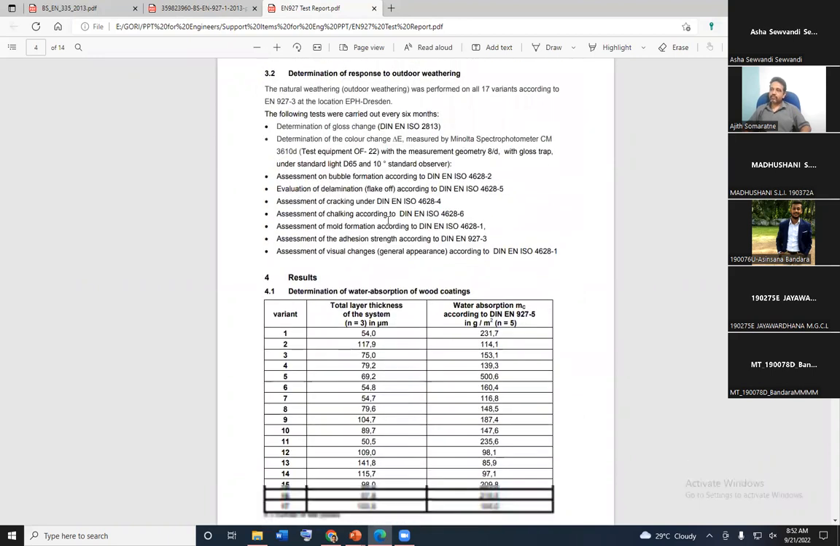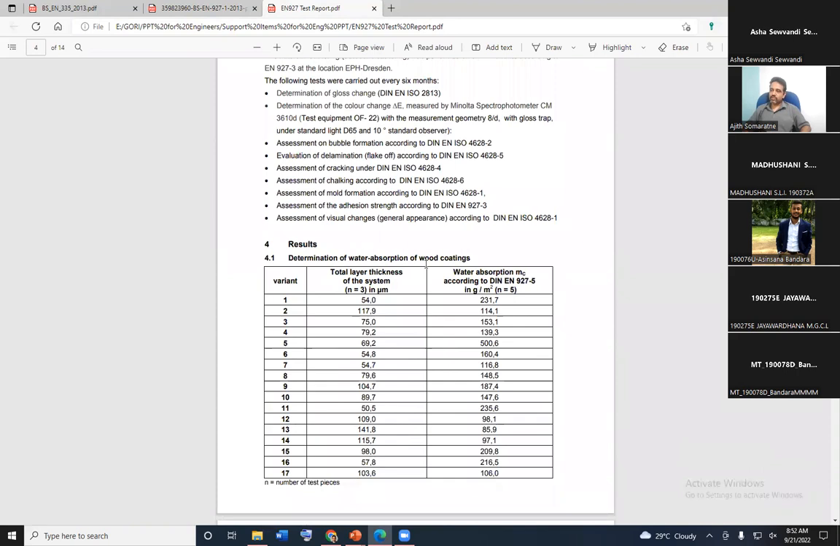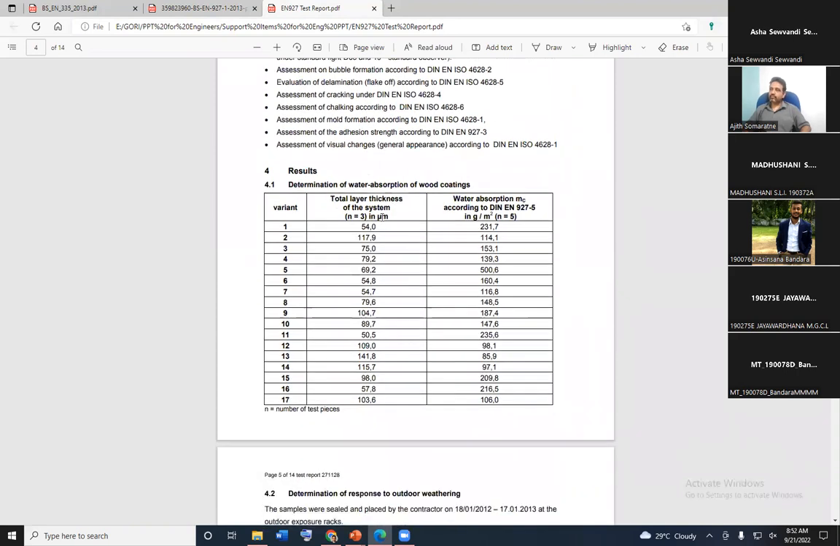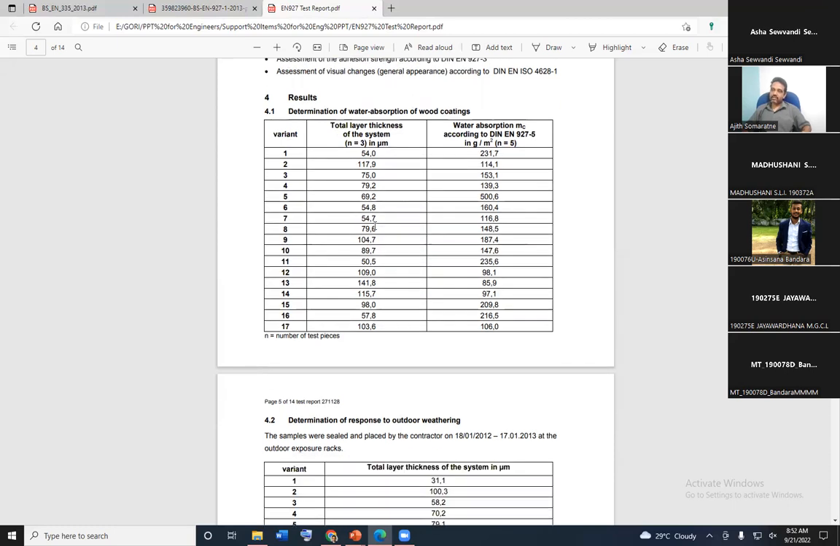So here, these are the results of water absorption. You can see the coating thickness and the water absorption. Here, they have measured the coating thickness of each sample. You can see here, I told you that the built one classification is built. So you can see some coatings go up to 141 micrometers thickness, right? Some are very less, say 54, something like that, right?